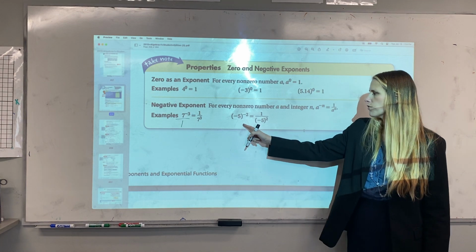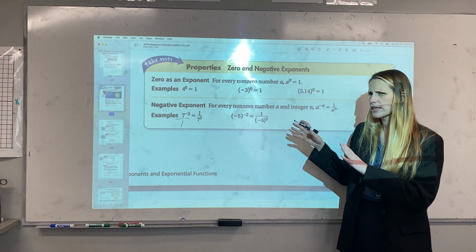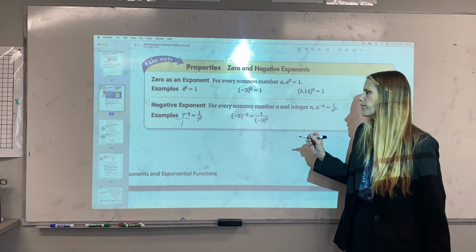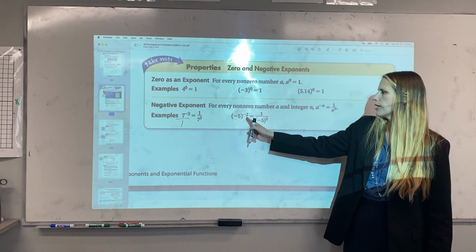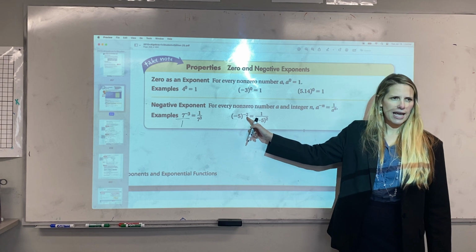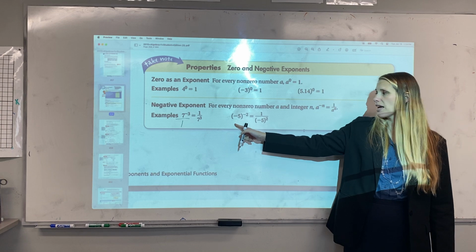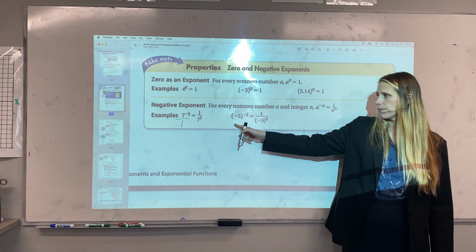Now over here, I'll go through the basics of this, and then I'll go through the 2 different ways to look at this with the parentheses. So what is the base of this negative exponent? What is the base of it? 2, 5, negative 5. Negative 5 is the base.